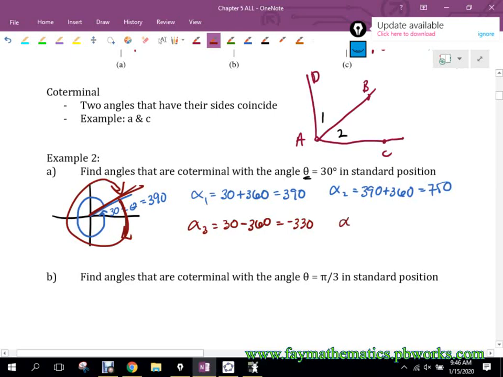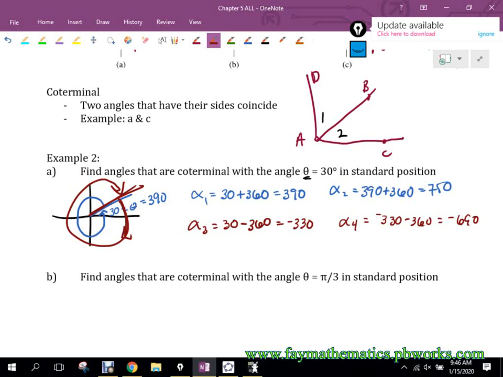Could I go, and say negative 330 minus another 360? Yes. You get negative 690. That makes sense? Yes. Okay. How many different coterminal angles are going to be coterminal with 30 degrees? Infinite. An infinite, okay? And here's the problem.